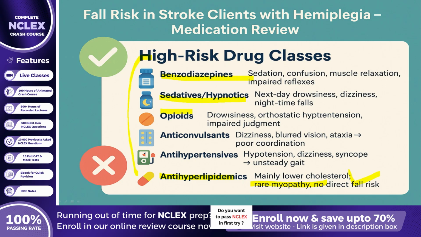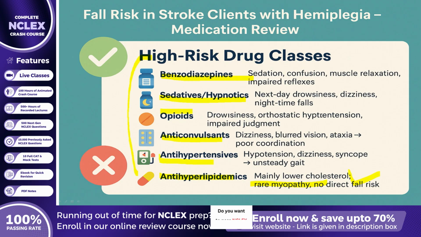For a client with neurologic deficits, opioids compound the danger of falls and can lead to serious complications like fractures or head injuries. Next is option 5, anticonvulsants, which is another correct choice. Commonly prescribed to prevent seizures, drugs such as phenytoin or carbamazepine also depress the central nervous system. Side effects like dizziness, blurred vision, and ataxia interfere with balance and coordination.